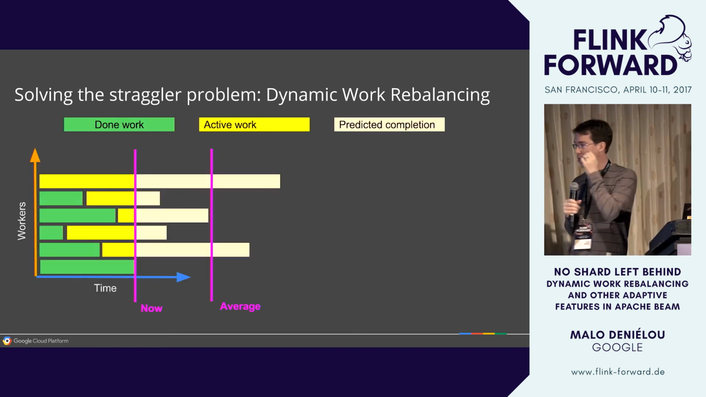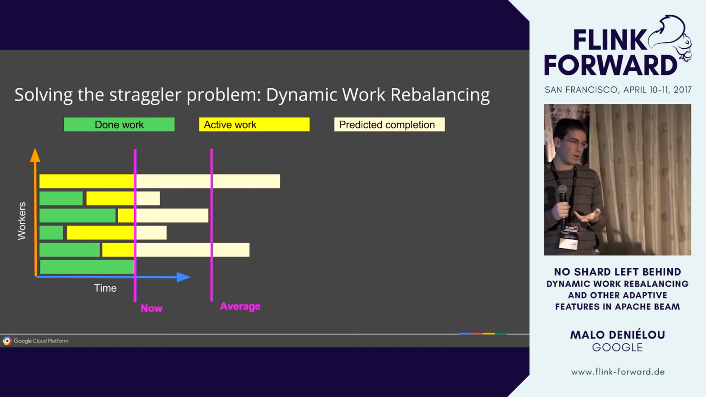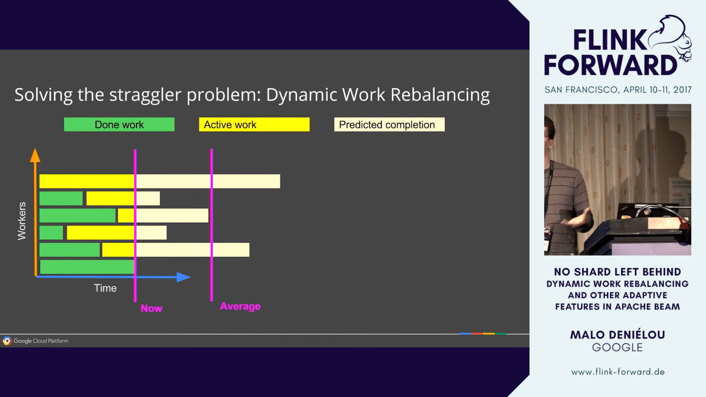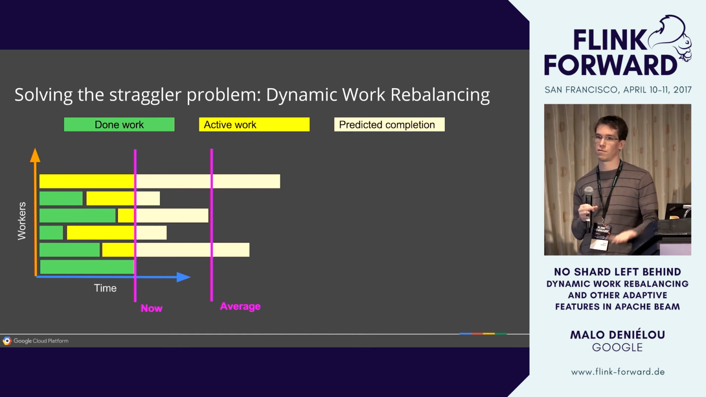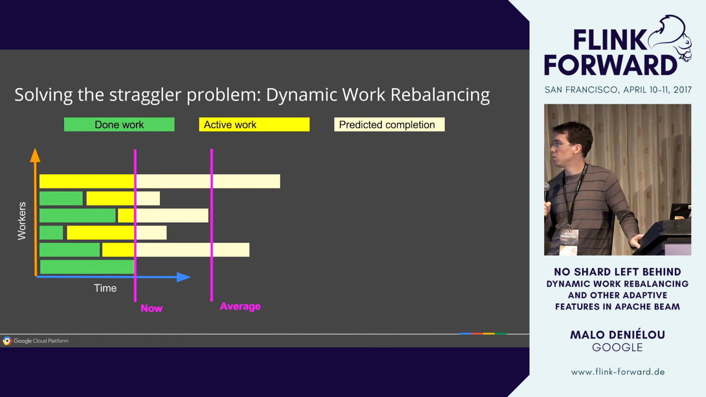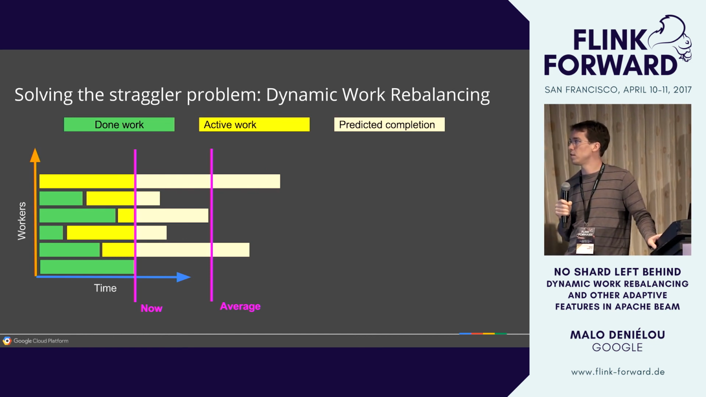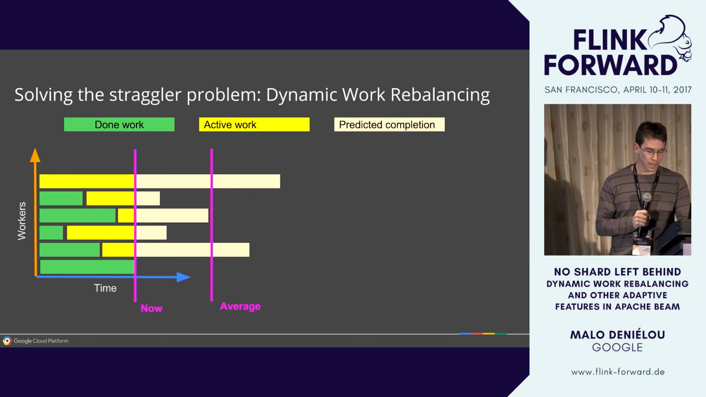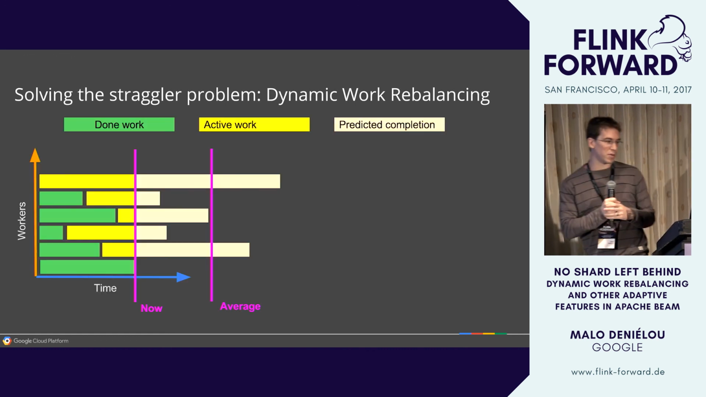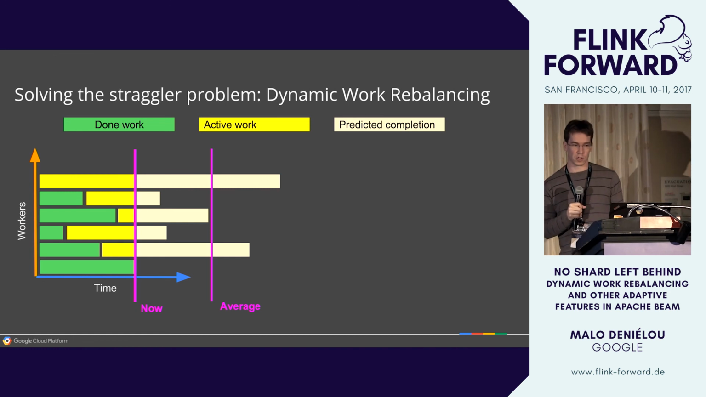So the way we solve this, this is implemented only in Cloud Dataflow so far, but all the APIs are there at the Beam level for all other runners to implement. So we solve this problem using dynamic worker balancing. Imagine, okay, this is a representation of the execution of a job.